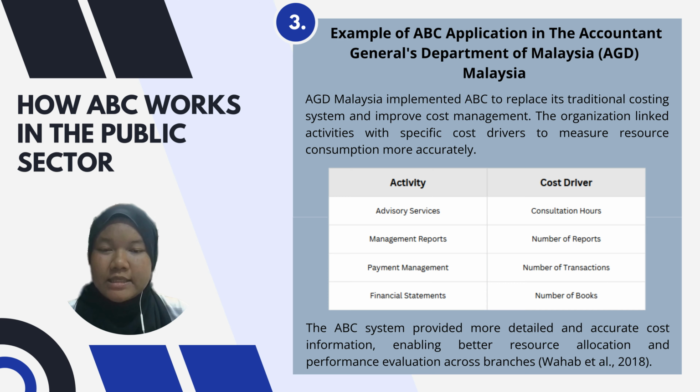By linking activities with suitable cost drivers, AGD was able to trace costs more accurately and determine the actual cost of providing its services. The information generated by the ABC system enabled management to compare costs between branches, evaluate resource usage, and identify areas where improvements could be made. The study also found that ABC provided more detailed and accurate cost information compared to the previous costing system and allows the organization to improve efficiency and make better decisions regarding resource allocation.